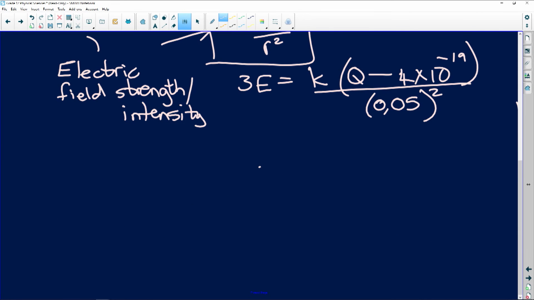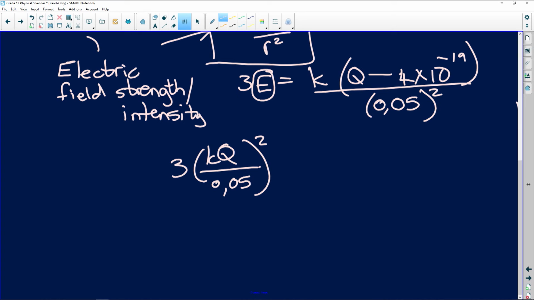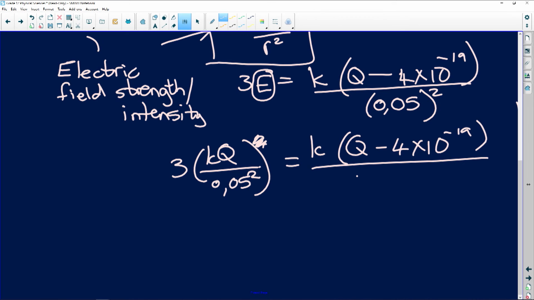And there we go. Now we know that originally this E here was equal to KQ over R squared, which was 0,05 before we added the electrons to it. So that was my original one. Sorry, it mustn't be a squared there. This is the squared here. And it's equal to K into Q minus 4 times 10 to the minus 19 over 0,05 squared.